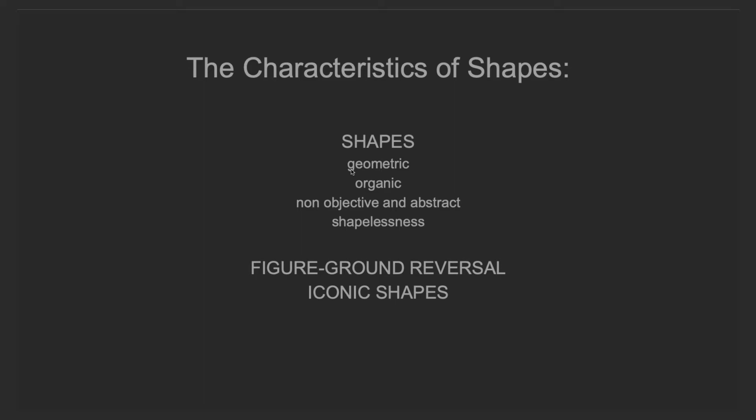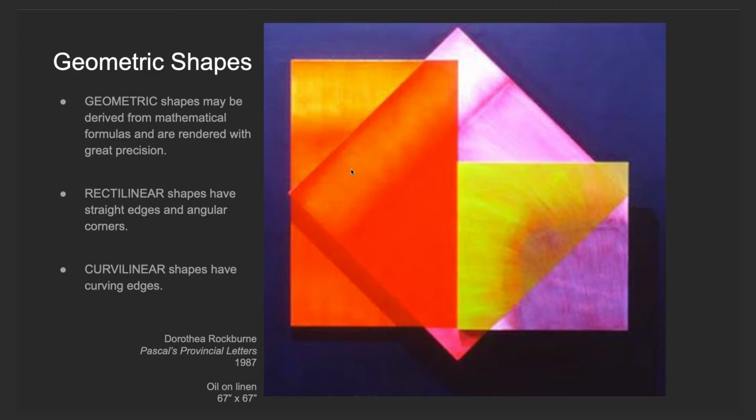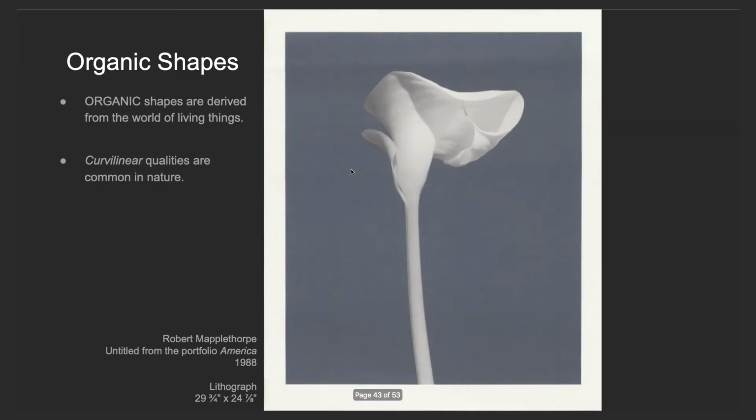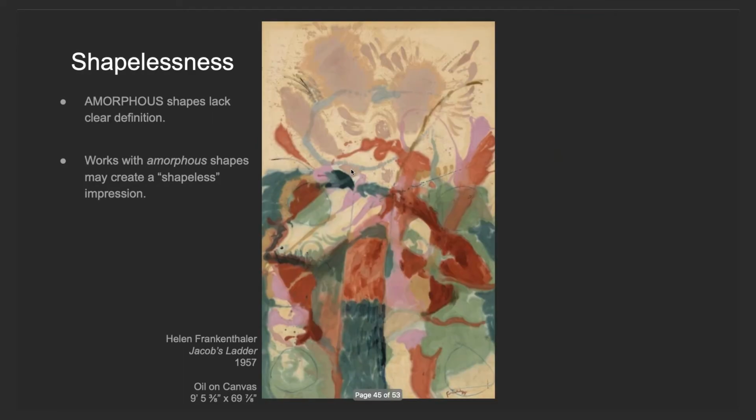Shapes can be described in almost any way. Shapes: geometric shapes, organic shapes, non-objective and abstract shapes, shapeless.